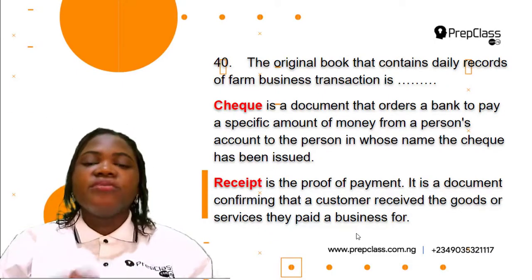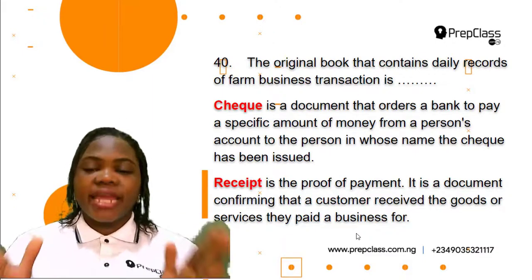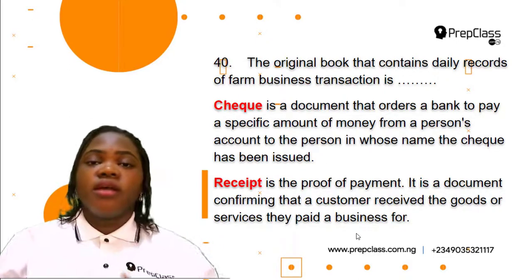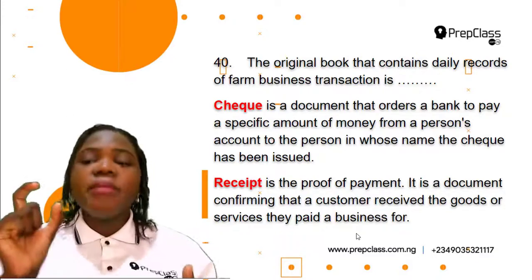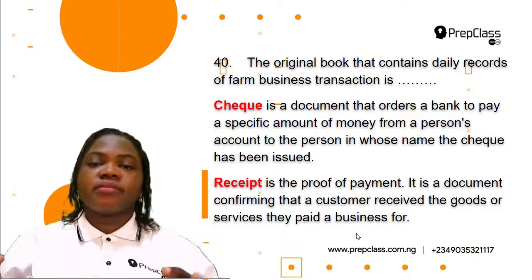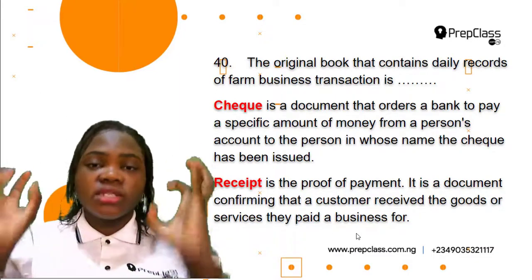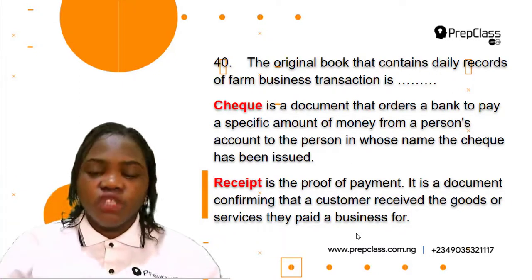Okay, how about receipt? Receipt is the proof of payment. It is a document confirming that a customer received the goods or services they paid the business for. So after you have paid for goods or services, the document given to you is called the receipt. This is a proof of payment. This is to show that you have paid for the goods or services that you got. I have explained the meaning of each of the options.